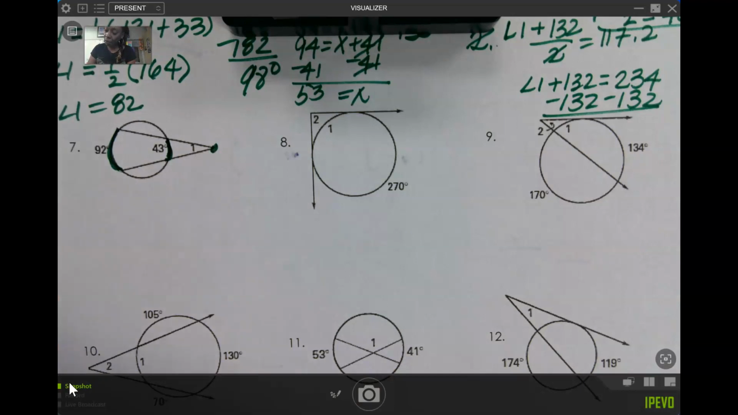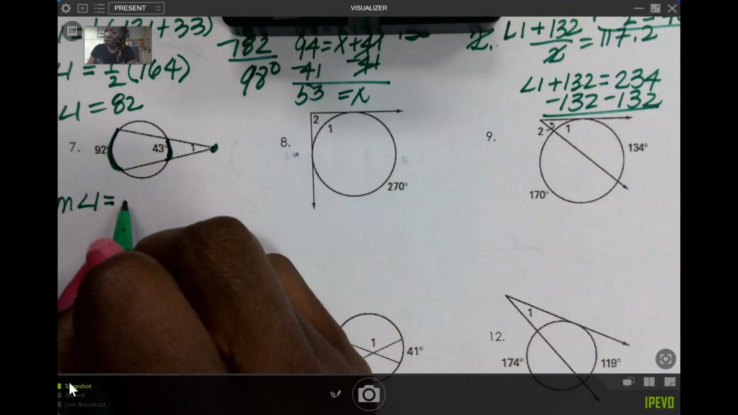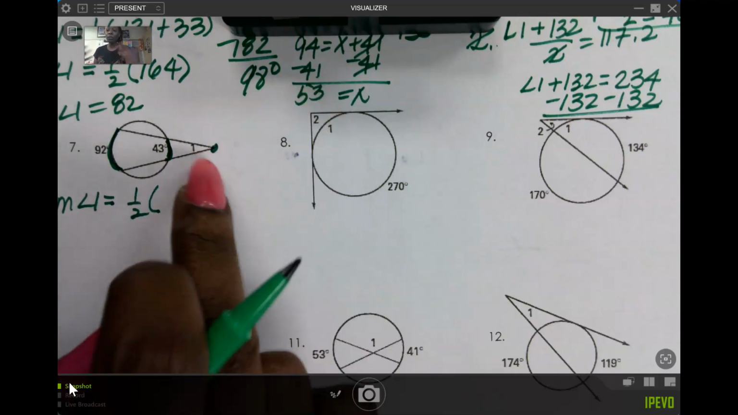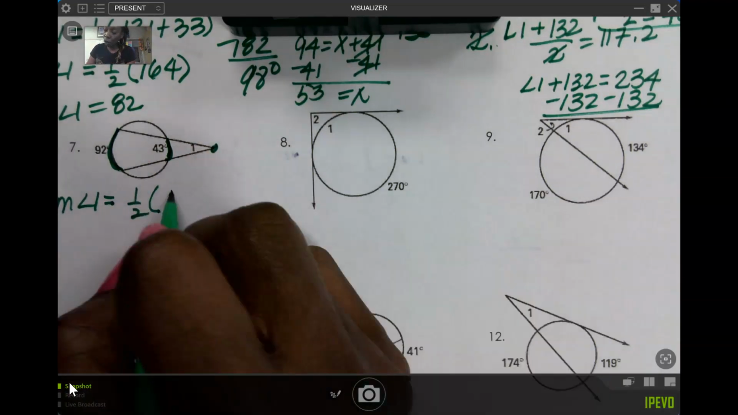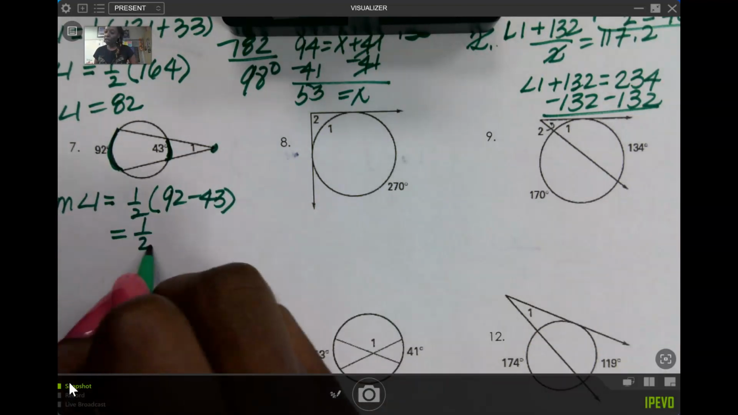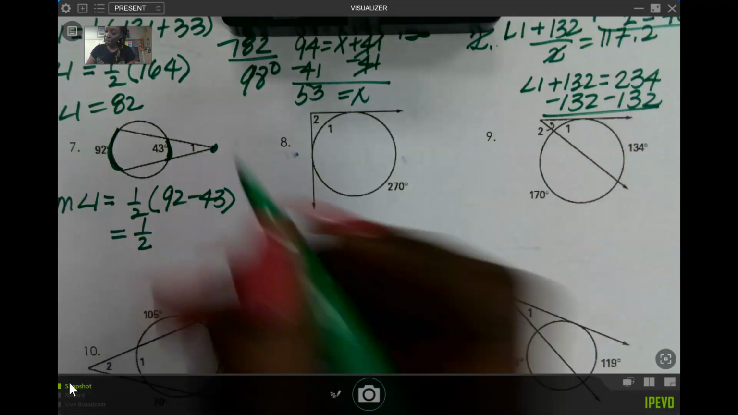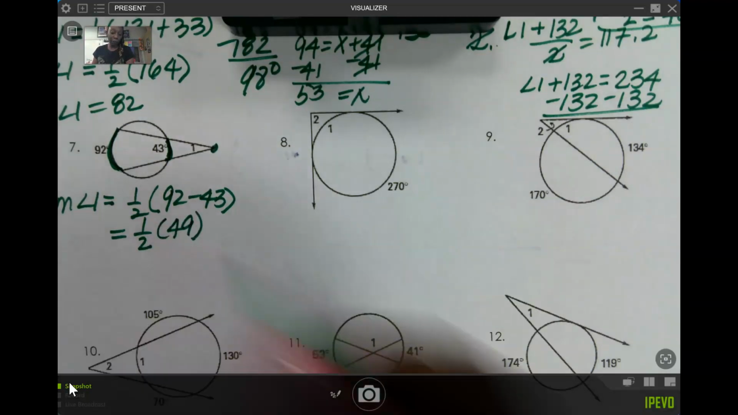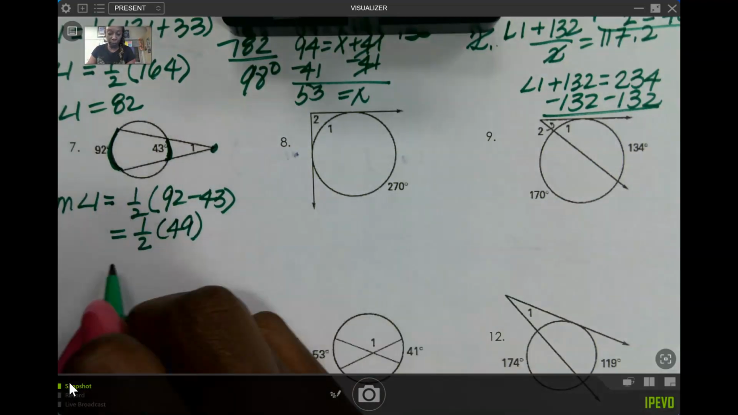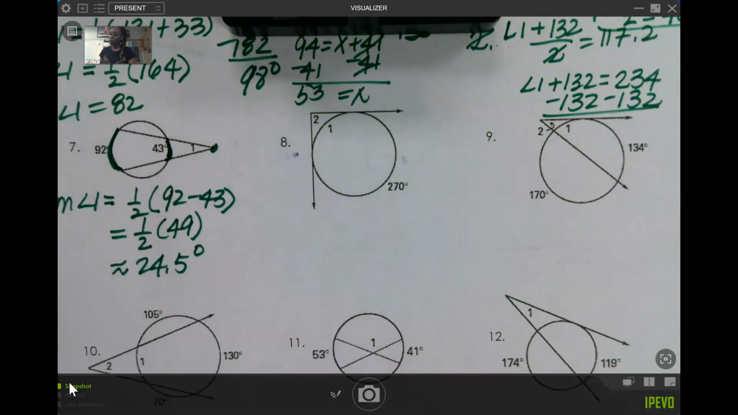So we're going to take the measurement of angle 1, that's going to be equal to half of, and since it's on the outside, we're subtracting. So big minus small, please, 92 minus 43, and that's going to be half of 92 minus 43, which is 49. Okay, so we're talking 49 halves there, which is approximately 24.5 degrees. Okay, measurement of angle 1 is 24.5 degrees.